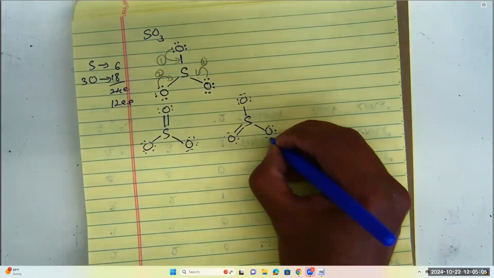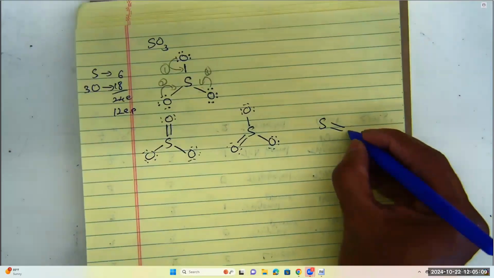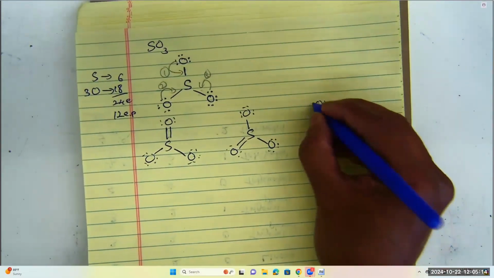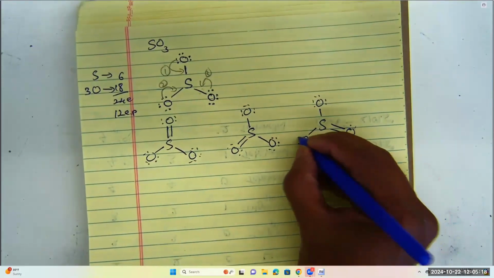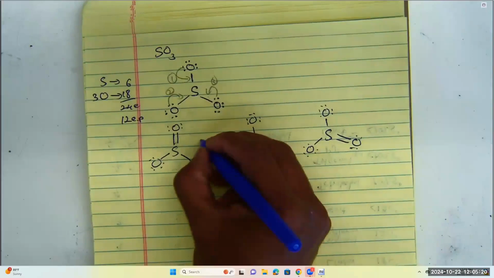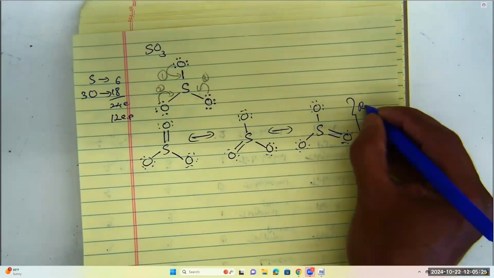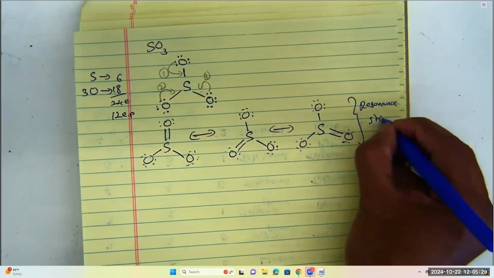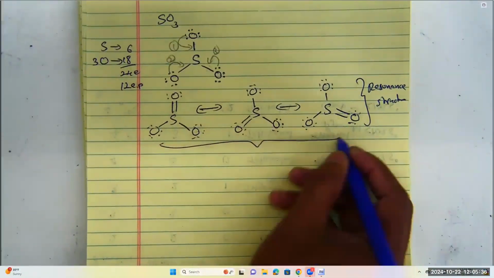Okay. Or if we do 3, then we are going to get the double bond on the right side like this. So in other words, we have 3 possible Lewis structures or 3 resonance structures for this. Therefore, SO3 shows resonance. And these are my resonance structures. Okay. So the actual structure is going to be a hybrid of all these.